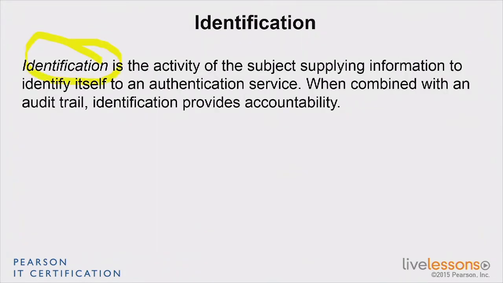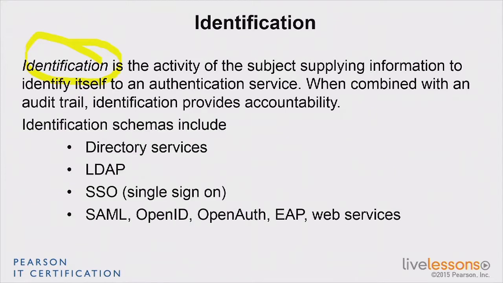Identification is the activity of the subject supplying information to identify itself to an authentication service. And when we combine that with an audit trail, identification will provide accountability. So an audit trail gives us a record of actions and tells us who did it. And because we've identified our subjects, positively identified them, we're going to be able to get accountability. So there are a number of identification schemes. The ones we're going to be looking at in this course are Directory Services, LDAP, SSO, which is also single sign-on, and then SAML, OpenID, OpenAuth, EAP, and Web Services.